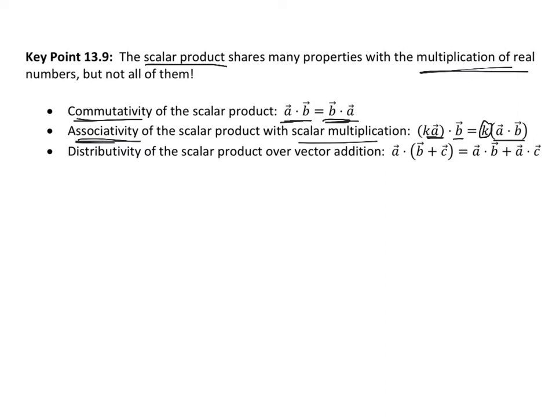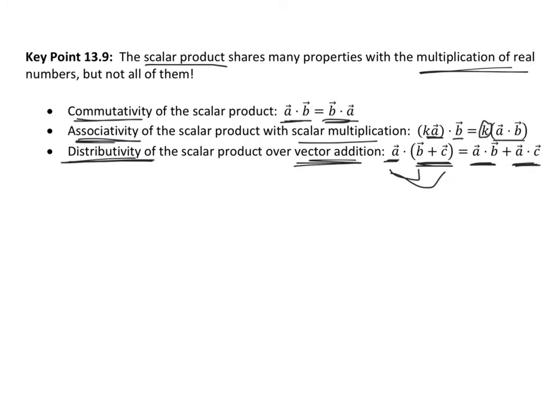And then the third property that's shared by the scalar product and multiplication of the real numbers is that the scalar product is distributive across vector addition. And really, that just means that we can distribute a dot product across addition. So if someone wants you to do the dot product of A with the sum of B plus C, you could distribute the A into this and do A dot B and then add A dot C.